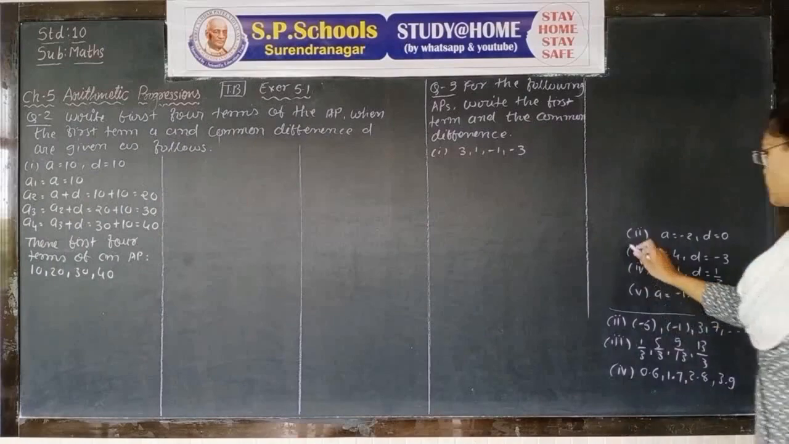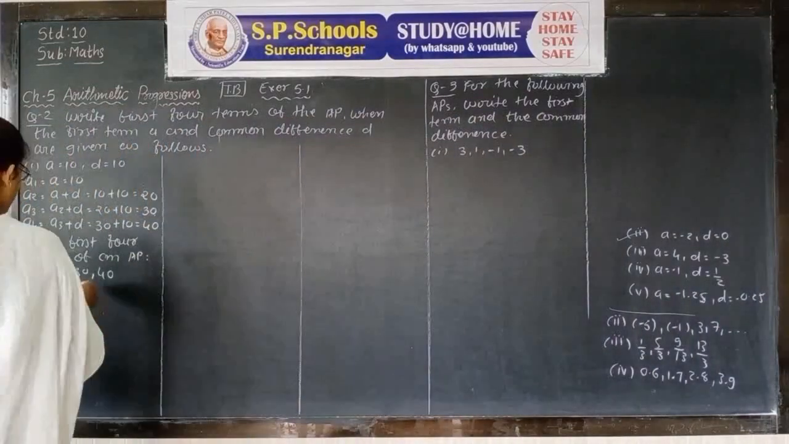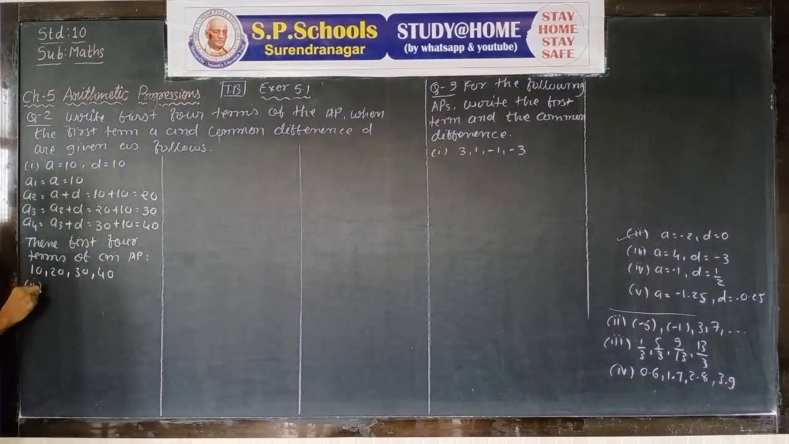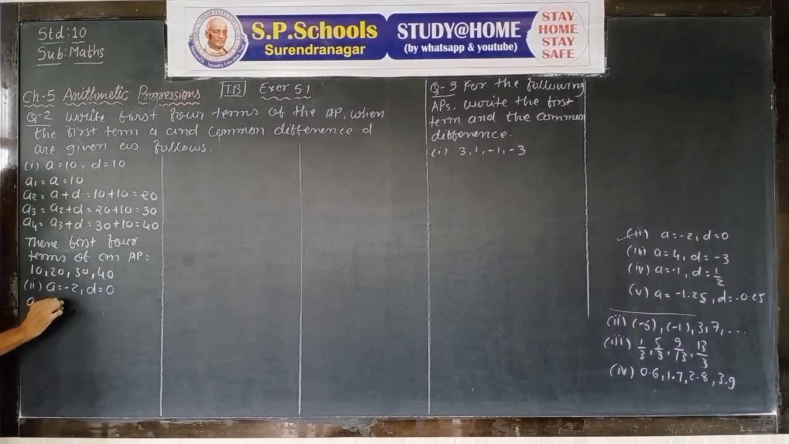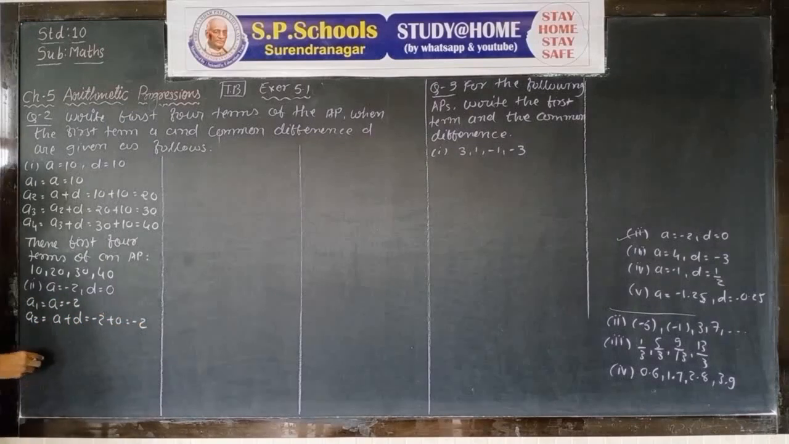For the second number, A and the common difference D are given. A is -2 and D is 0. A equals -2 and D equals 0. The first term A1 is already A, which is -2. Second term A2 is equal to A plus D, where A is -2, plus 0, which is equal to -2.